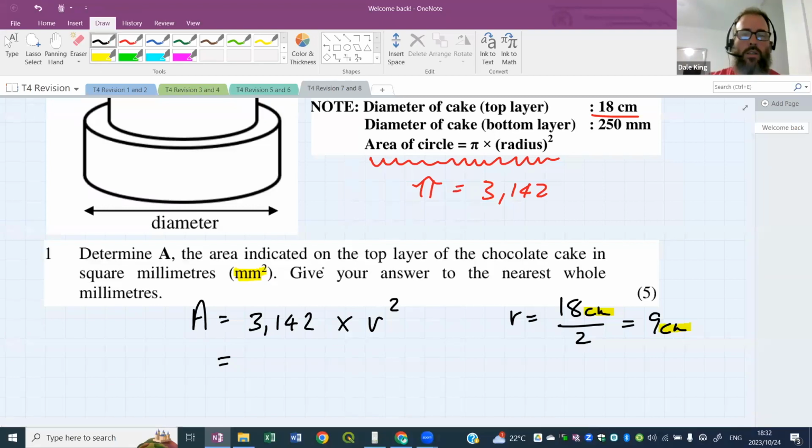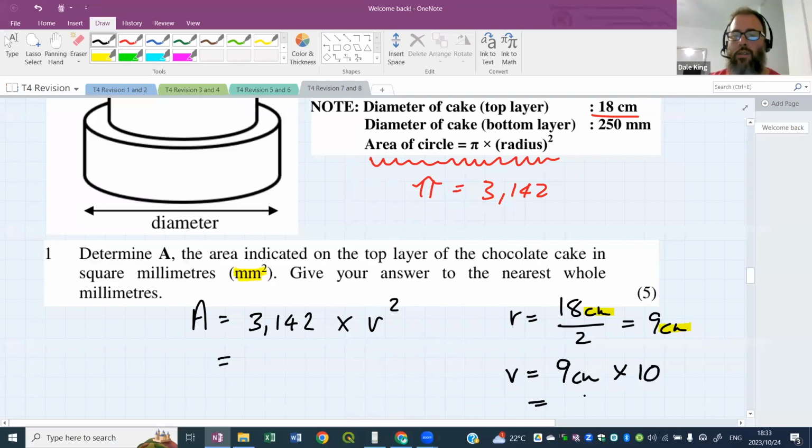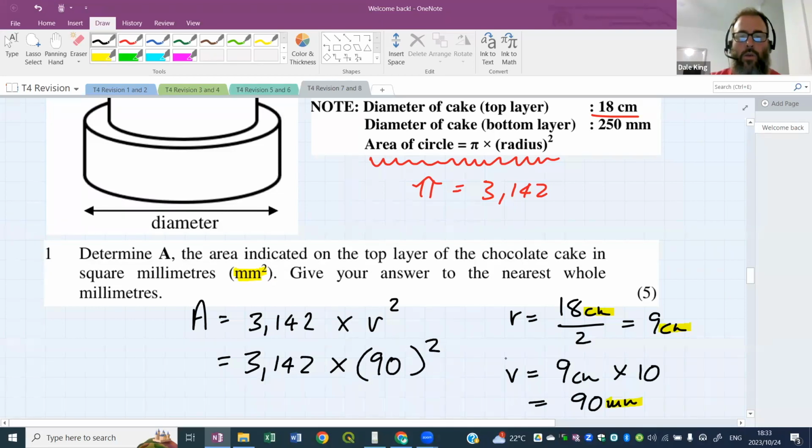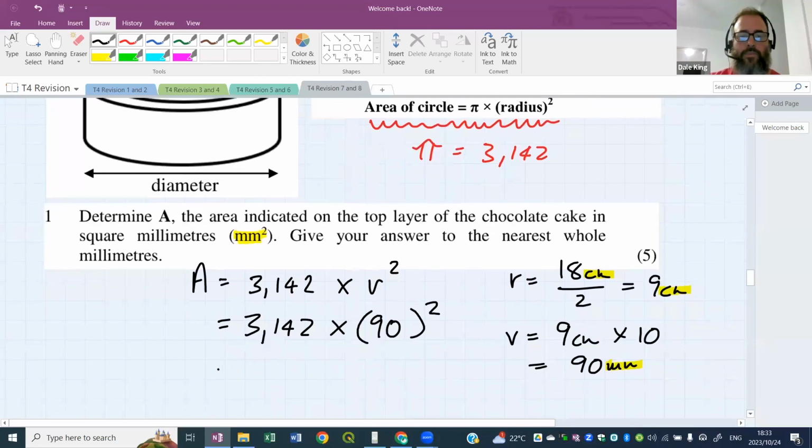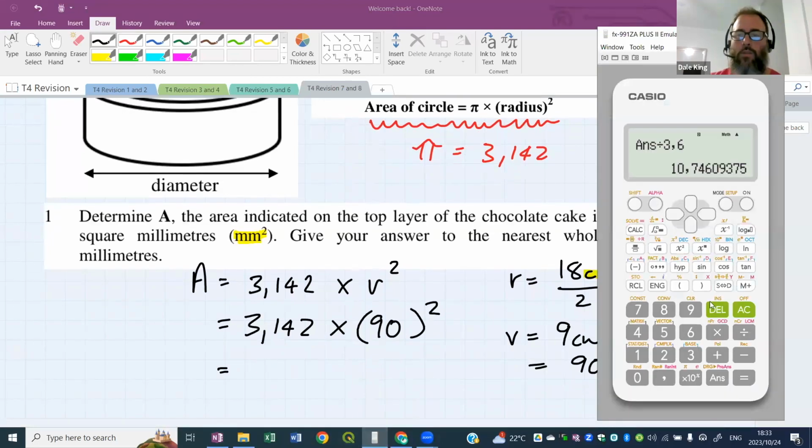Okay, so the radius needs to be converted first. So this 9 centimeters here must be changed to millimeters. We're going to times it by 10, obviously, and this will give us 90 millimeters. And because I'm writing units all the time, I can see I'm in the right format for my units now. Then you put it into your formula. So everything must be ready before it goes into your formula. So I'm going to write 90 inside there, put a bracket around it, and square it. Okay. So now we get the calculator out.